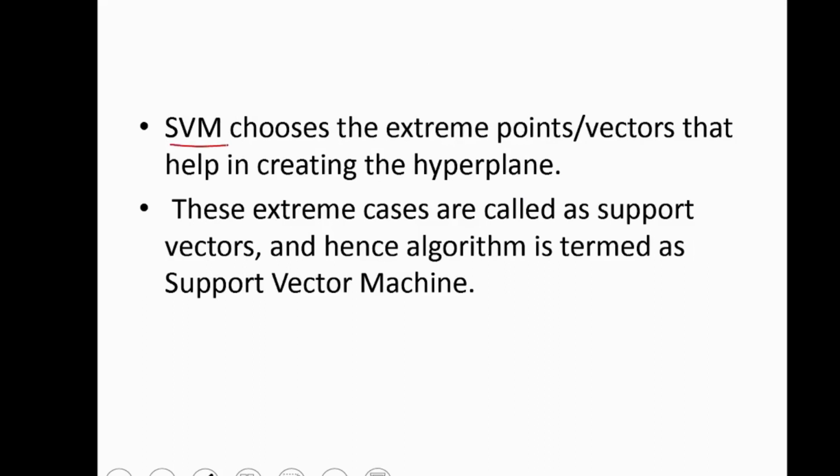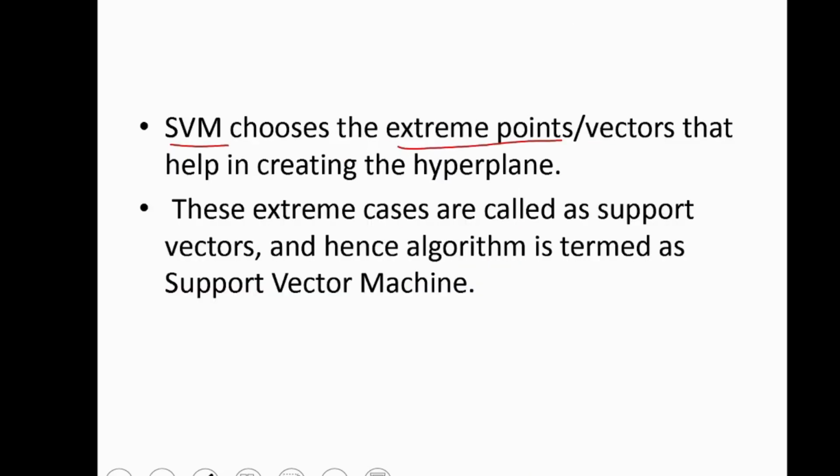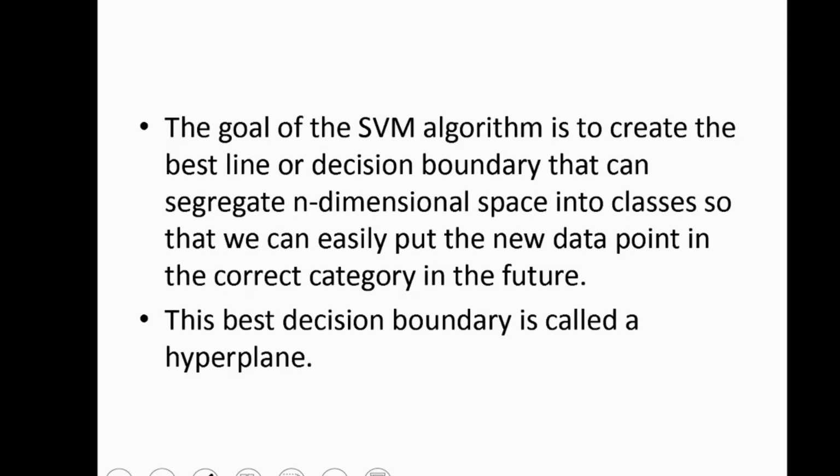So support vector machine gives us the extreme points beyond which, if you go, it will go to the other class. So these 2 points are called the support vectors. These extreme cases are called support vectors, and hence this algorithm is called a support vector machine, because if a cat is placed beyond that, then it will go to the dog class. That is how it is considered.